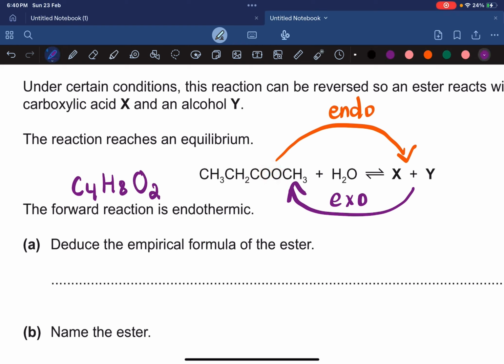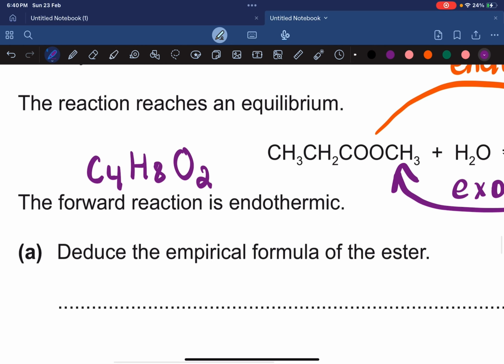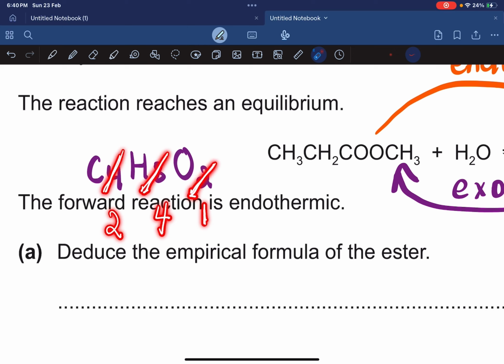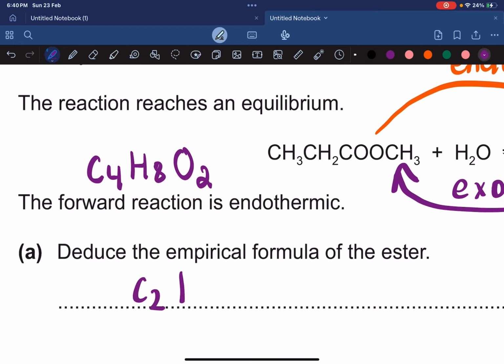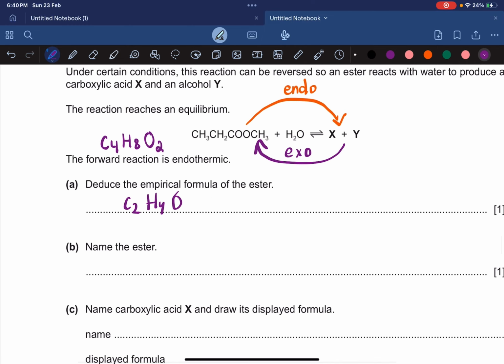Now I find on which table all three cut. So I can find the table of 2. 2 1s are 2, 2 4s are 8, and 2 2s are 4. Do you get me? I cut all of them on the table of 2, okay? 2 2s are 4, 2 4s are 8, 2 1s are 2. So that's going to make it C2H4O. Okay, I'm done. Name the ester.